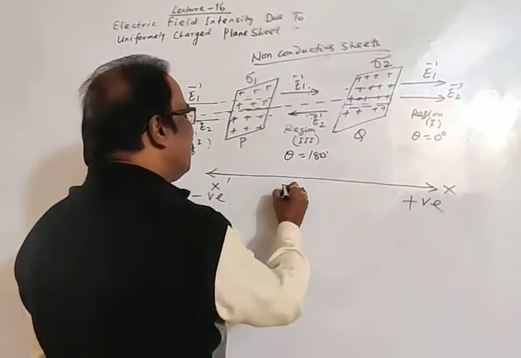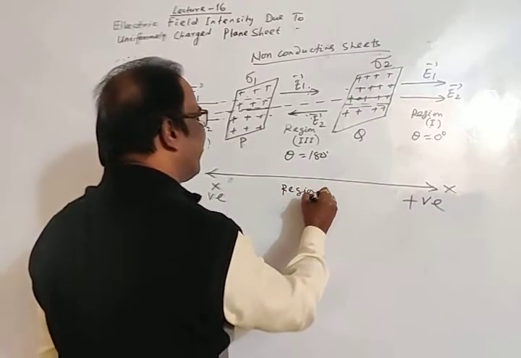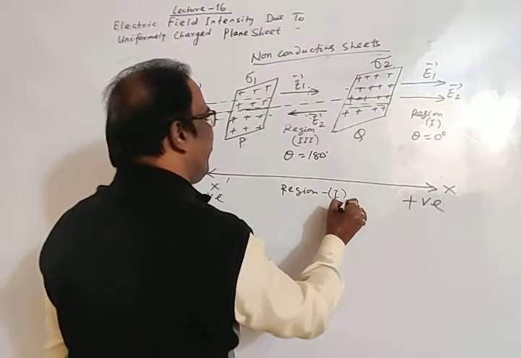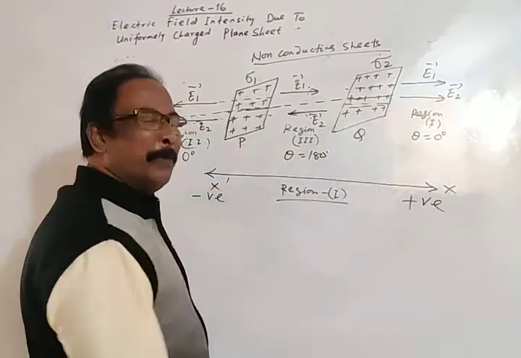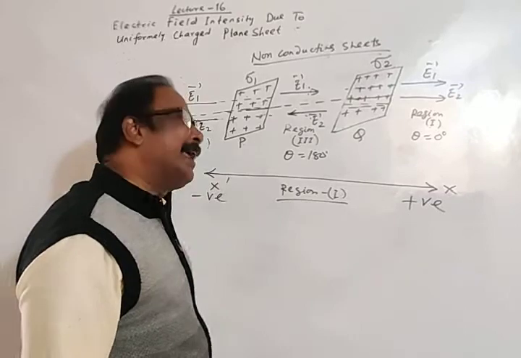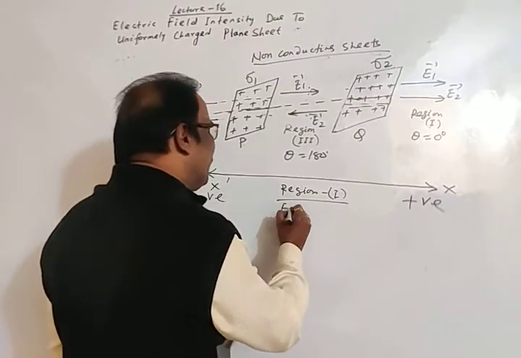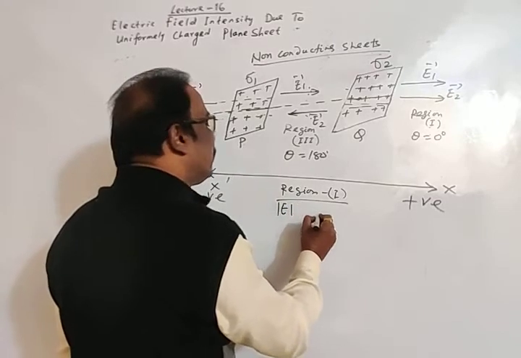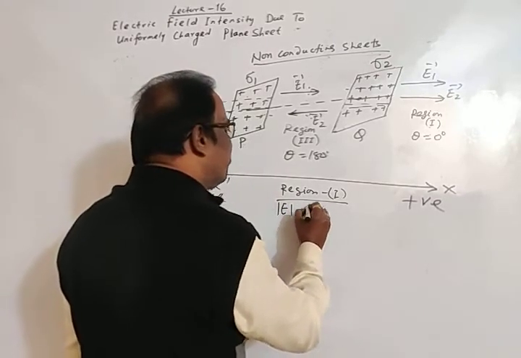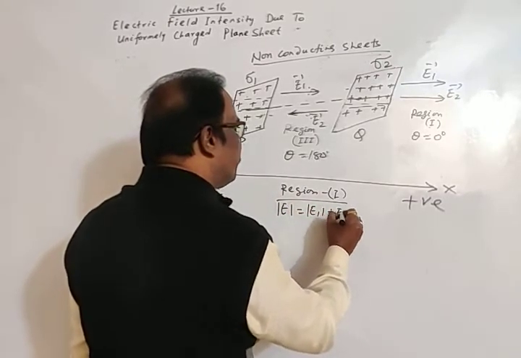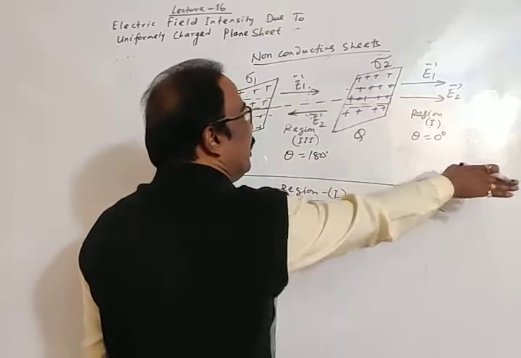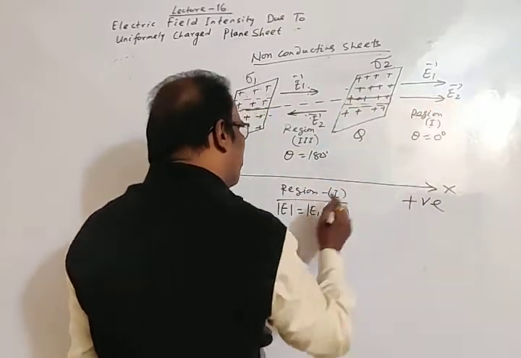Then for region 1, E1 and E2 are in the same direction. So the angle between the two electric field intensities is 0. So the magnitude of the resultant electric field is the magnitude of E1 plus the magnitude of E2, and the direction is along the positive x-axis.